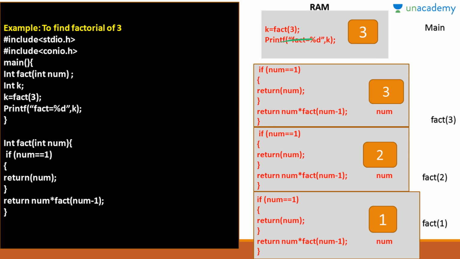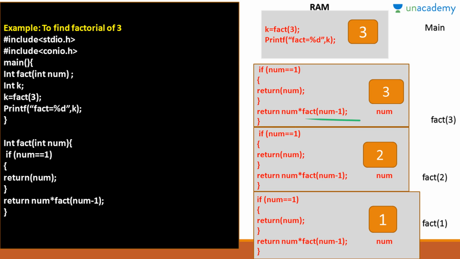Then fact will be called, which means this function will be called. Now this function will consume some memory inside the RAM, and what is the condition? What is written here? If num is equal to 1, return 1, else return num into fact num minus 1. Here num is assigned 3, since we called fact 3 in the main function. So num is equal to 3, and 3 is not equal to 1. So it will execute num into fact num minus 1, so it will again call this function fact num minus 1.